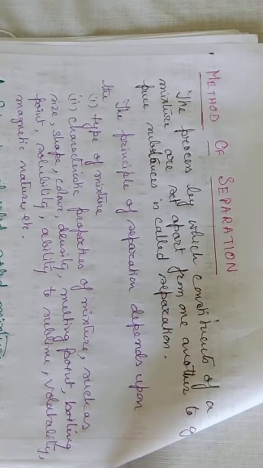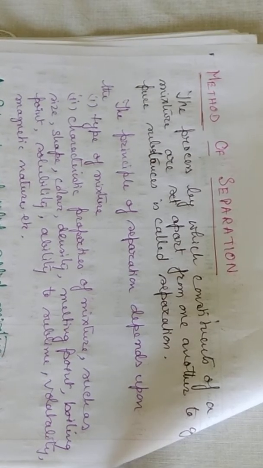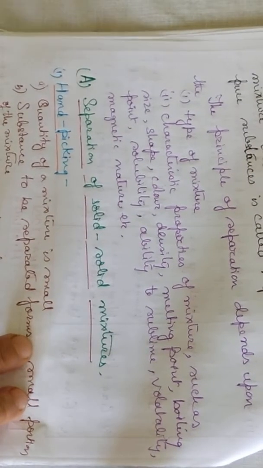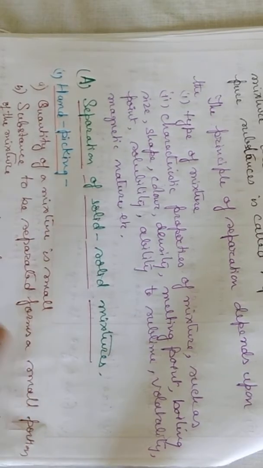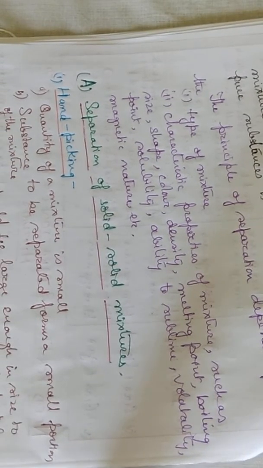Now, the principle of separation depends on what? It depends on the type of mixture and the characteristics, properties of the mixture, such as the size, shape, color, density, melting point, boiling point, solubility, ability to sublime, volatility, magnetic nature, etc. So, according to these, the method of separation is chosen.